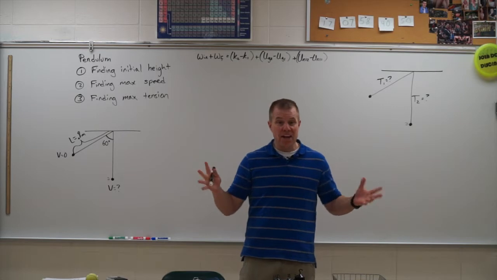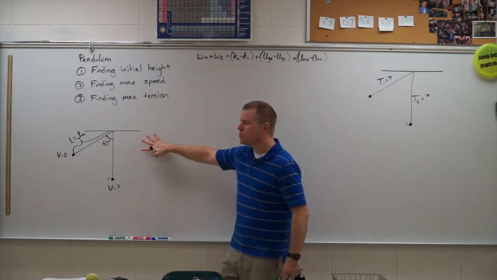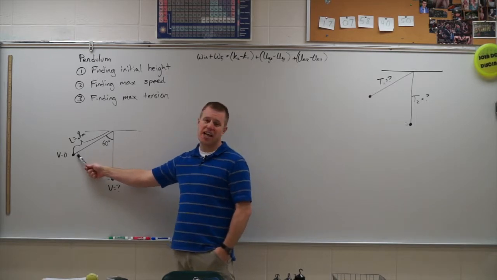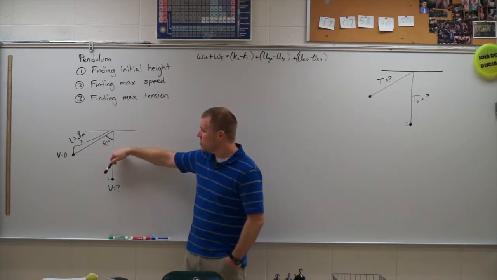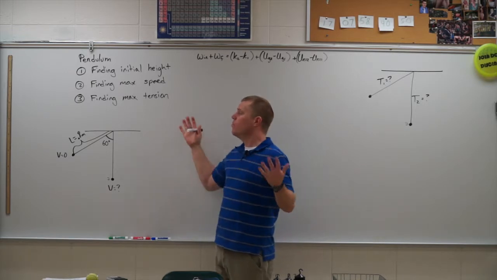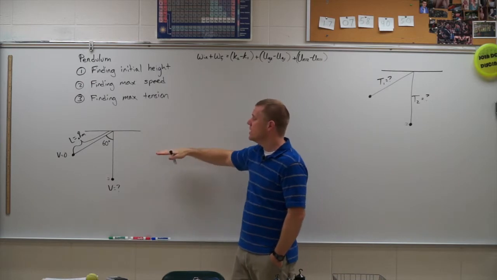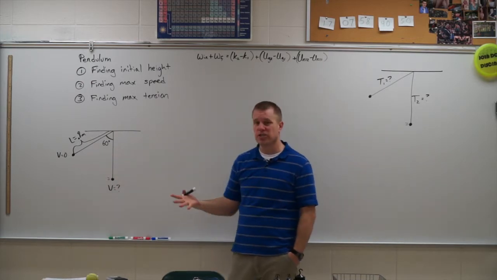All right, we are going to look at pendulums today and some of the stuff we can find with them. So the first thing we're going to start with is finding the initial height of a pendulum that's been swung out to some angle. The reason we need to find that height is when we go to talk about energy in the work kinetic energy theorem, we're going to need to know that height for the potential energy function.